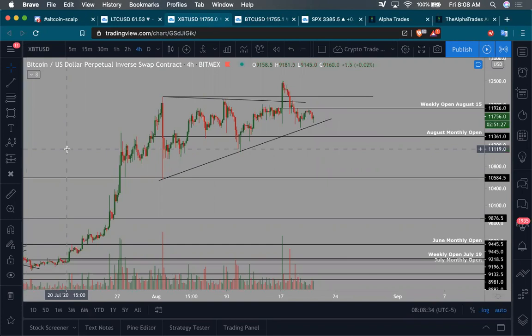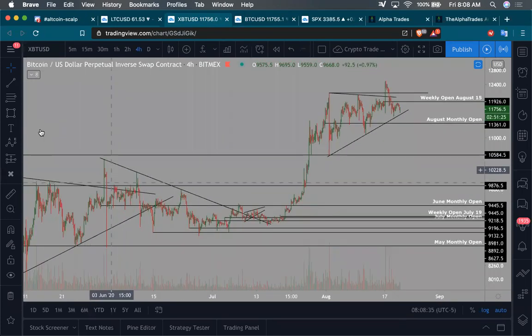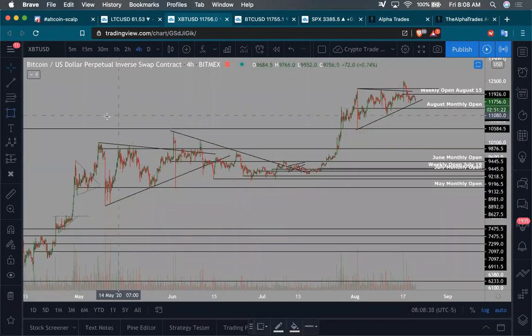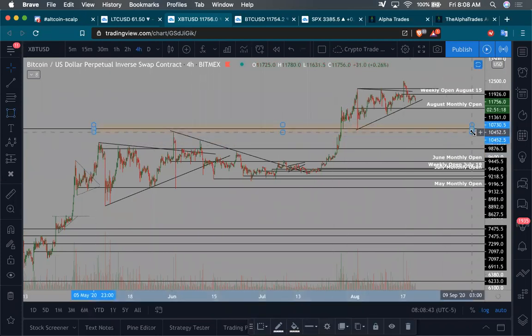sorry about that. I don't know what happened to my phone. And then of course this key area right here, right? This is key SR level. This dates back all the way to October 2019.